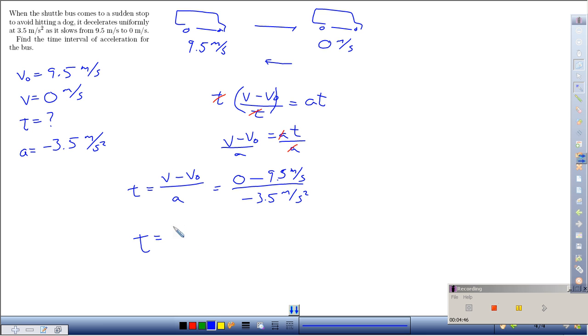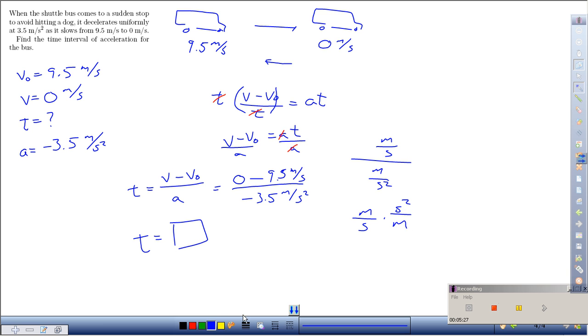Now what about my units here? So that's going to give me some number. So negative 9.5 divided by negative 3.5 is the same as 9.5 over some number. What about my units? I've got meters per second divided by meters per second squared. Well, when you divide by a fraction, it's the same thing as multiplying by the inverse of the fraction. So this is going to be the same as meters per second times seconds squared per meter.